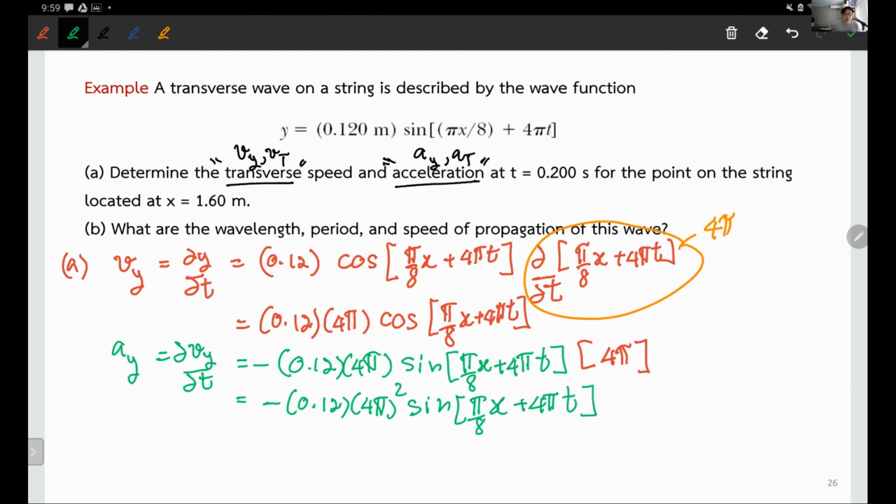And from this point, you can substitute time and space wherever you like. At 0.2 second, 1.6 meter, you just plug into that expression and then just punch the calculator. That's what has to be done. All right, I hope this is clear what is meant by transverse. Transverse speed, transverse acceleration, you get from derivatives of y, which is the transverse displacement.